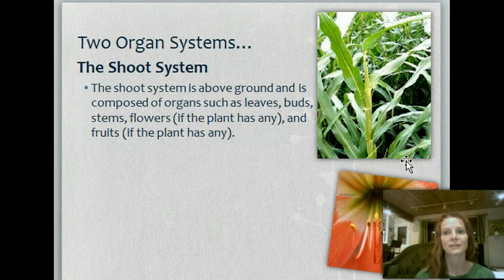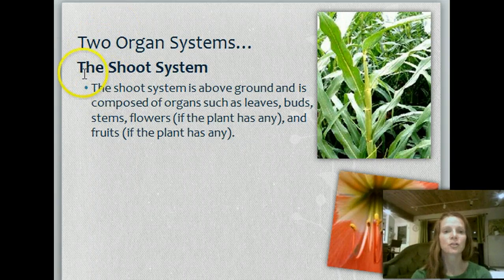So there are two organ systems. In a human, which we get to in the next unit, which is animal organization, we have tons of different organ systems. But the plant only has two, okay? Nice and simple, right? The shoot system. Shoot, okay? The shoot system is above ground. It's composed of organs such as the leaves, the buds, the stems, the flowers, if the plant has any, okay? Because not all plants have flowers, and fruits, if the plant has any, okay? So that's the shoot system, basically anything that's above ground.